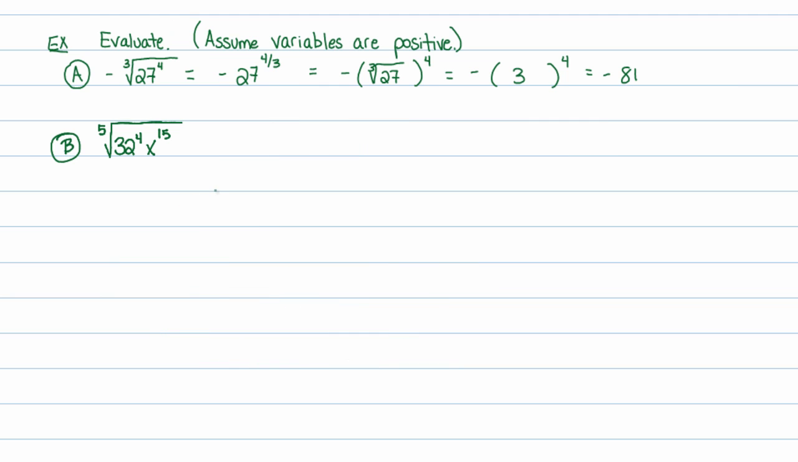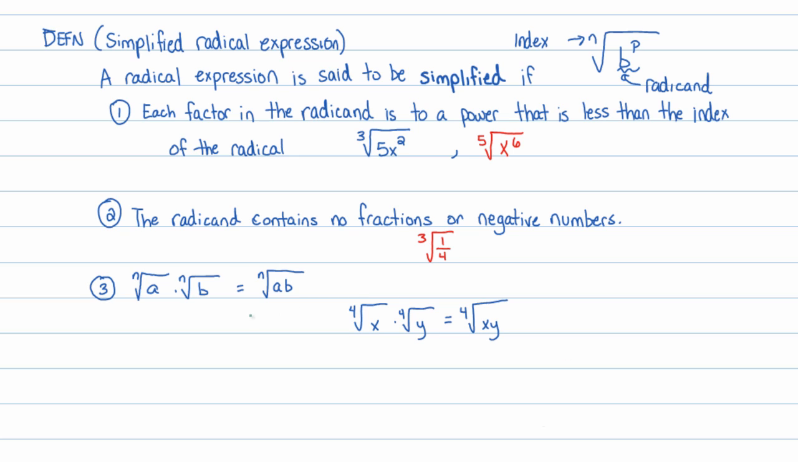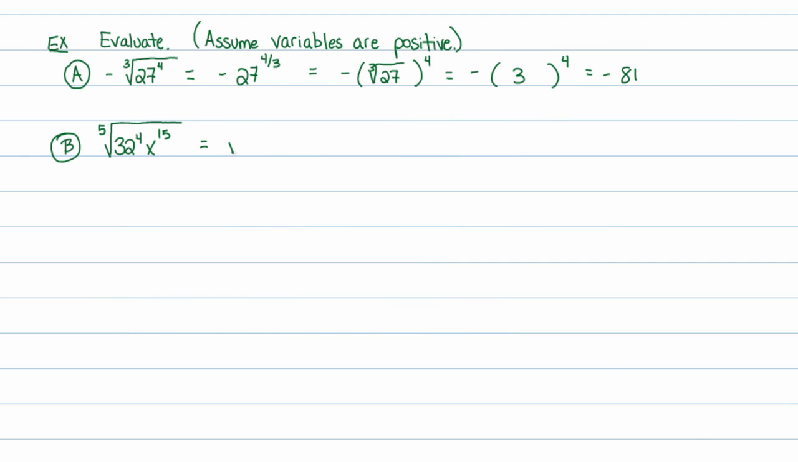And here's a strange one. The 5th root of 32 to the 4th power times x to the 15th. And by the way, all that stuff is underneath the radical. Well, I kind of hinted at it a moment ago in an earlier definition, this one right here, that you can break apart a radical. There's a condition on that break, but I'm not mentioning it here. For now, we're just going to go ahead and break this part into the 5th root of 32 to the 4th power times the 5th root of x to the 15th.